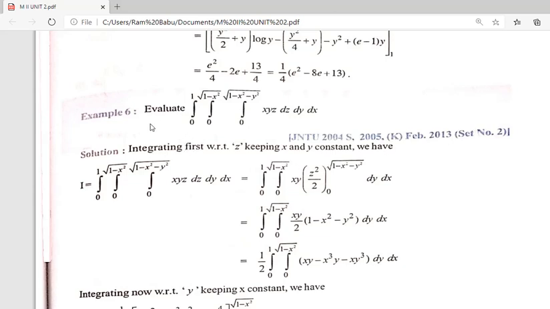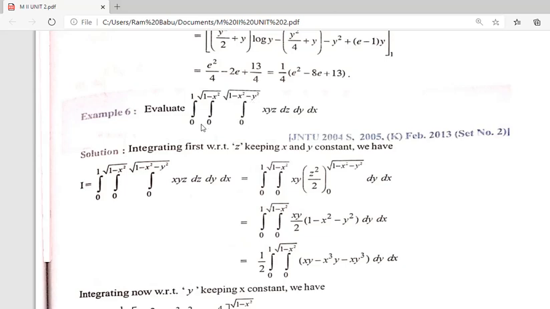Okay, today our problem is to evaluate the integral with limits 0 to 1, the integral with limits 0 to root of 1 minus x square, the integral with limits 0 to root of 1 minus x square minus y square, of xyz dz dy dx. Here we notice that the limits of the third integration are functions of x and y. Therefore, we have to consider these limits as z equals 0 to z equals root of 1 minus x square minus y square.